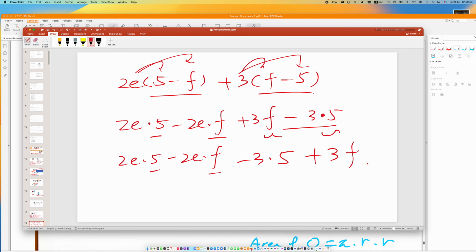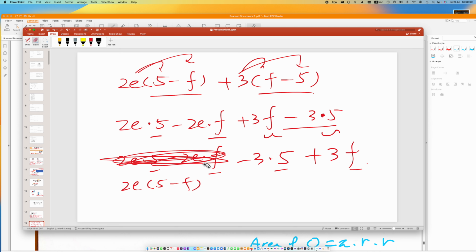What's next? Factorize. Can you see you have 5F, 5F? Okay, good. So take out 2E, you have 5 minus F, right? This one done. Okay, done.